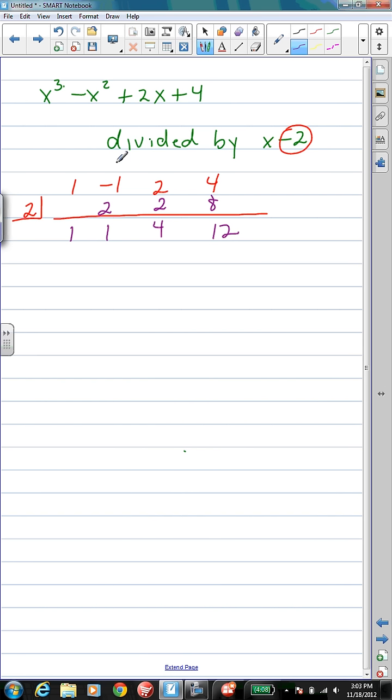1, negative 1, 2, 4. Used my 2. Bring down my 1. 1 times 2 is 2. 2 and negative 1 is 1. 1 times 2 is 2. 2 and 2 is 4. 4 times 2 is 8. 8 and 4 is 12. This is my remainder.